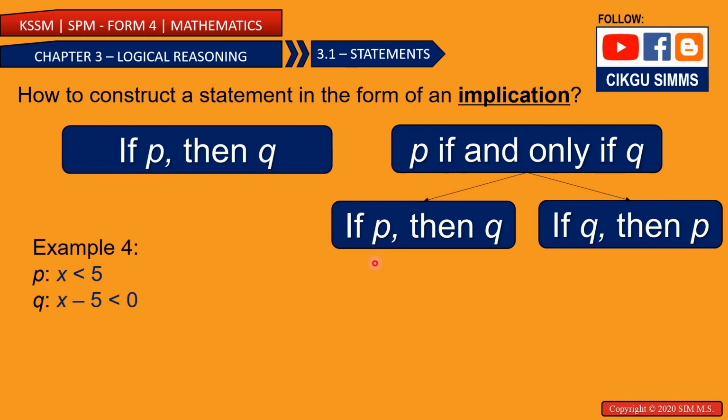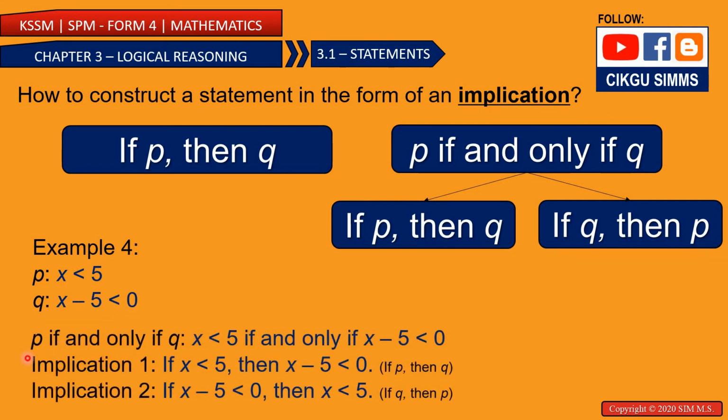Example 4. Statement P is x less than 5. Statement Q, x minus 5 less than 0. So P if and only if Q. You can try to write like this. P if and only if Q. The first implication is if P, then Q. The second implication, if Q, then P.